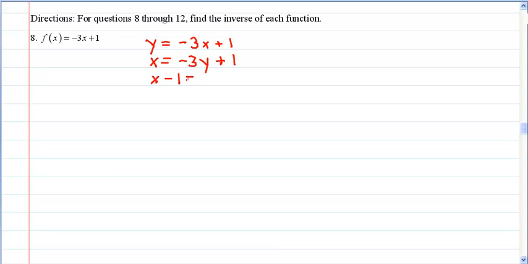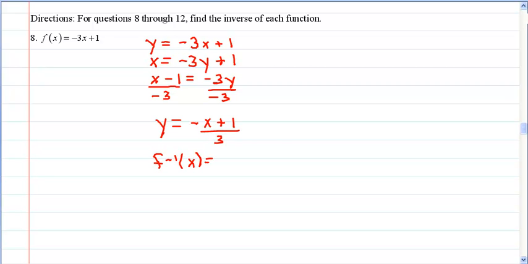X minus 1 equals negative 3y, and when I divide everything by negative 3, I'm now going to write the y on the left side. I have y equals negative x plus 1 over 3. I just move the negative up, and I just put the inverse symbol in, f inverse of x equals, and you can leave it as negative x plus 1 over 3, and you can also write this as negative 1/3 x plus 1/3. So this is the equation of the inverse.